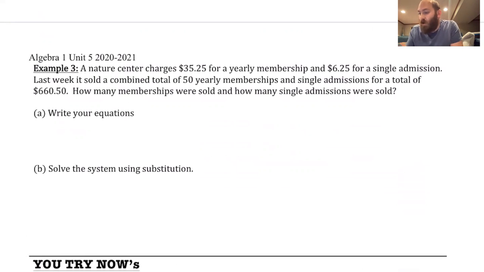Okay, so here's where it's getting a little bit tricky. We've got to write our equations. First thing I want to do, let's pick variables. I'll call that step 1 here. The variables need to answer the question: how many memberships were sold, and how many single admissions were sold? So I'll call it M for memberships, A for admissions. Why not? So M and A.